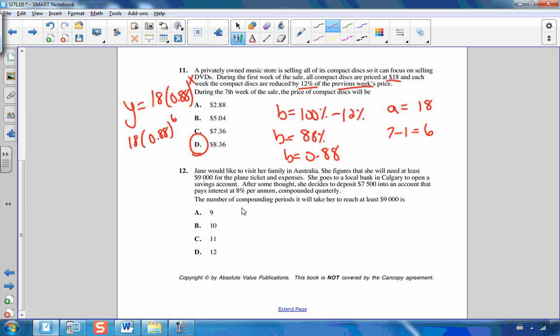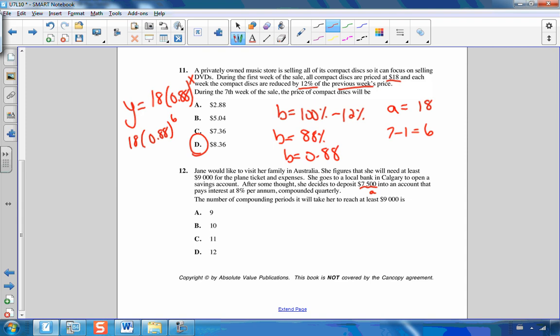Okay, Jane would like to visit her family in Australia. She figures that she will need at least $9,000 for the plane ticket and expenses. She goes to a local bank in Calgary to open a savings account. After some thought, she decides to deposit $7,500 into an account. Okay, that's your initial value, that's your A value. That pays 6% per annum compounded quarterly.